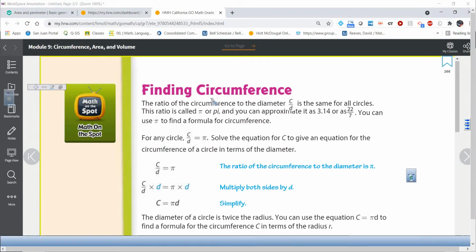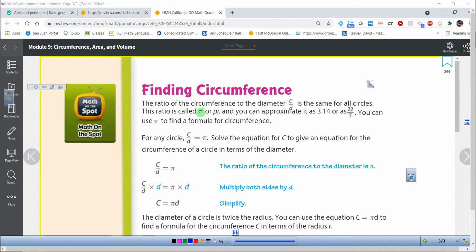Now, before we talk about circumference, there's actually one more thing we need to talk about, and that is this funny number called pi. It's actually a Greek symbol, pi. It's actually a letter in their alphabet. Pi is approximated by using the number 3.14 or 22 over 7.